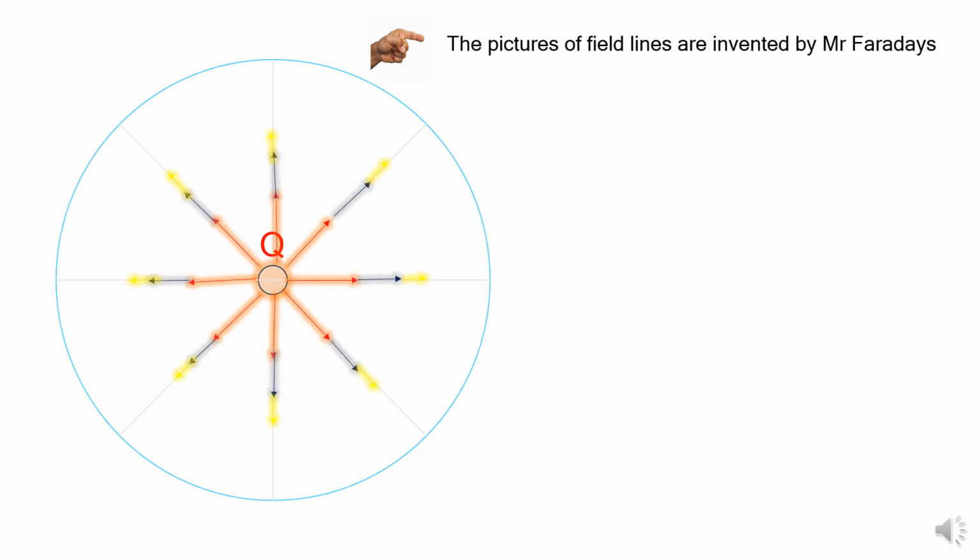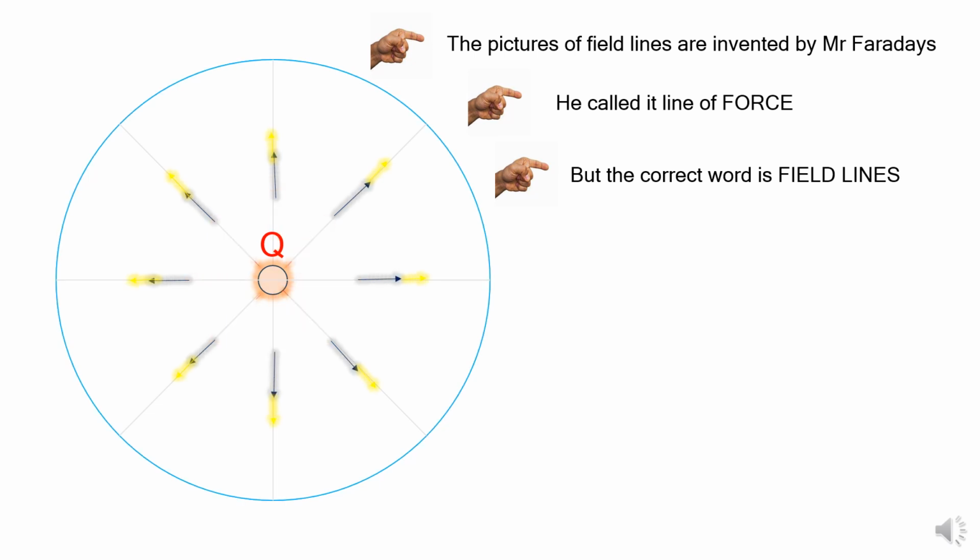But the field is generated. The first invention of these lines, please listen carefully, the first invention of these lines was done by Mr. Faraday, the known scientist. Mr. Faraday declared these are the field lines. But Faraday declared these field lines as a force. Initially, he declared this is the force of the charged particle. But force is not the correct word. Later on, it was declared as field lines. So a charged particle generates the field lines. This is how the field lines were declared and invented by Mr. Faraday.